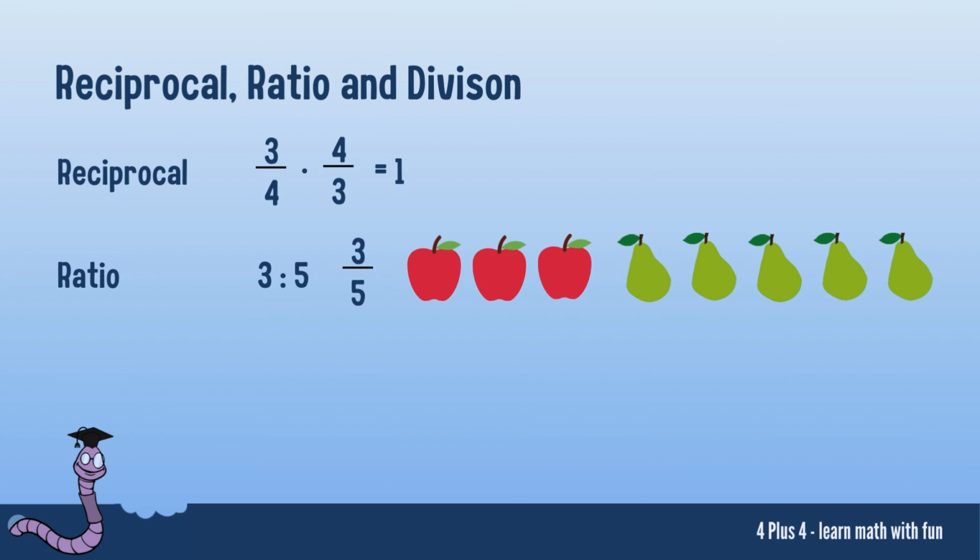Fractions can also represent a division. If we have 5 divided by 7, as a fraction, this could be written as 5 over 7. If you map a division to a fraction, you can say that the numerator is the dividend, and the denominator is the divisor.